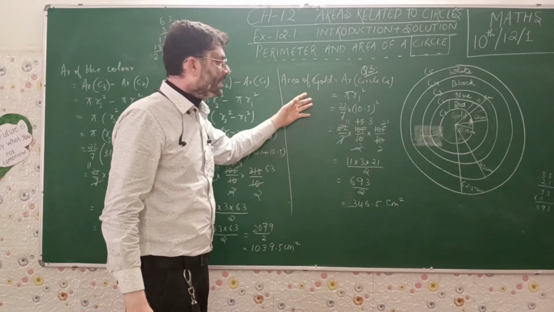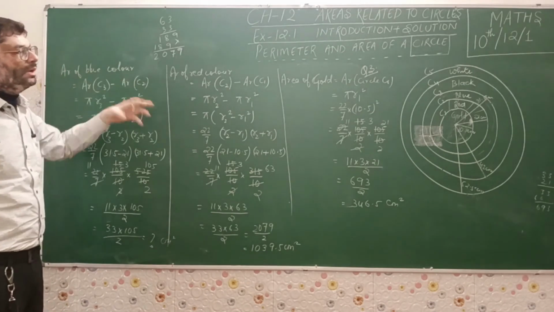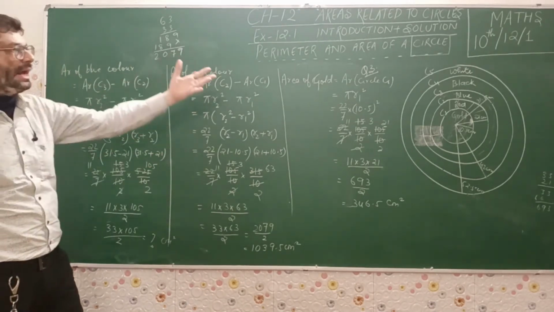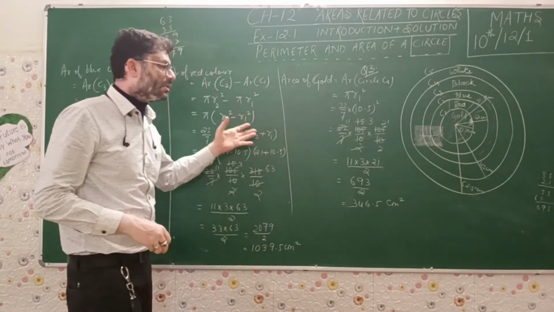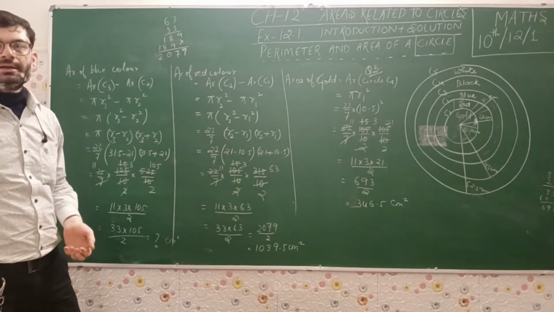We have done for area of gold, we did for area of red, we did for area of blue. Then we can move similarly. These two methods can be applied to find the area of black and white color. You can try it at home for the two areas of black and white color.